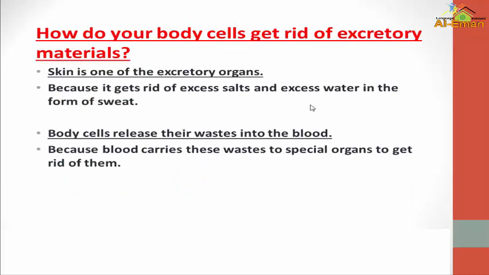How do your body cells get rid of excretory materials? We can get rid of them by the skin. We can consider skin as one of the excretory organs. Why? Because it gets rid of excess salt and excess water in the form of sweat. Number 2, body cells release their wastes into the blood. Why? Because blood carries these wastes to special organs to get rid of them.